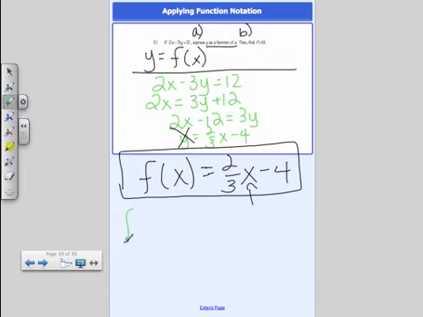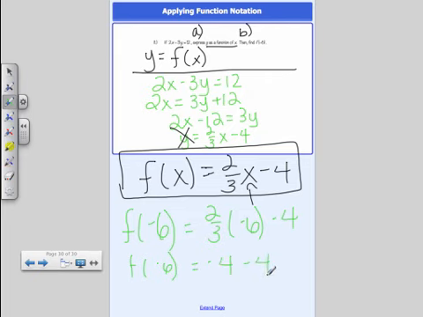Every time I see an x, I'm just going to replace it with negative 6. So this is 2/3 multiplied by negative 6 minus 4. I'm going to multiply 2/3 by negative 6, and I end up getting negative 4. So I get negative 4 minus 4, which means that f of negative 6 equals negative 8. Again, if I were to write this out as a coordinate, my coordinate would be negative 6, negative 8.